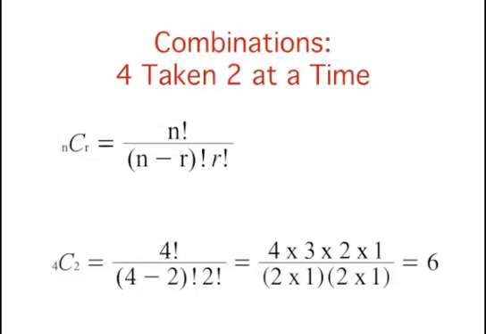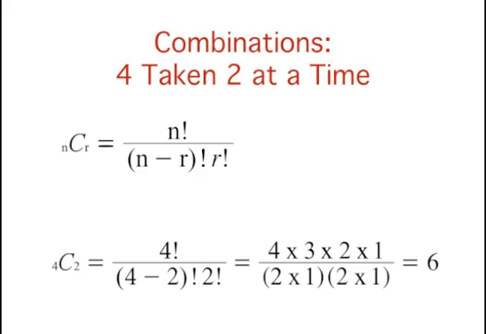More formally, this question is asking the number of combinations of 4 things taken 2 at a time. The general formula is shown on the top. nCr is the number of combinations of n things taken r at a time. In other words, it is the number of ways r things can be selected from a group of n things. The formula for 4 things taken 2 at a time is shown on the bottom.